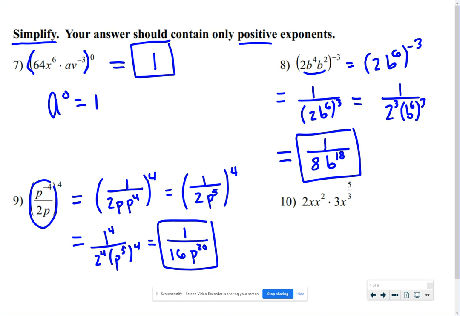All right, problem number 10. Oh, not all of my exponents are integers. I'm going to switch stuff around a little bit. Just reorder a little bit. I have 2 times 3, which is going to turn into a 6.